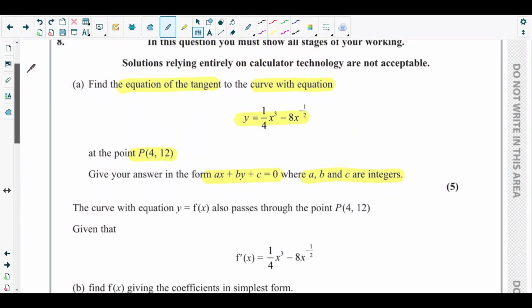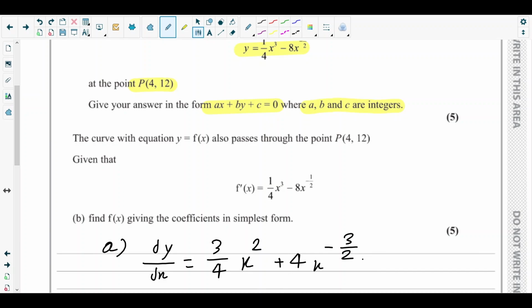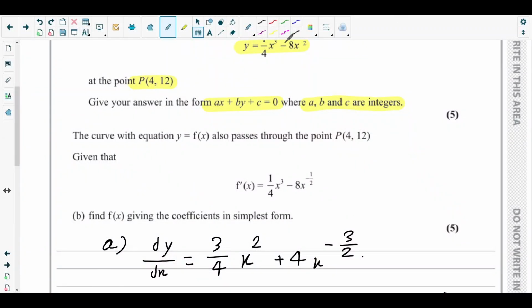So that's the answer for part A. Okay, next is part B.